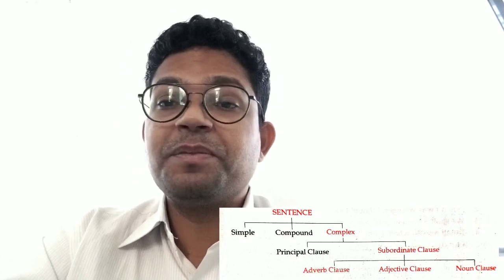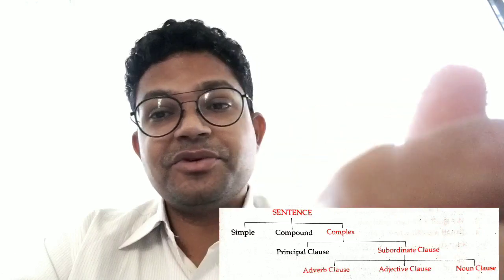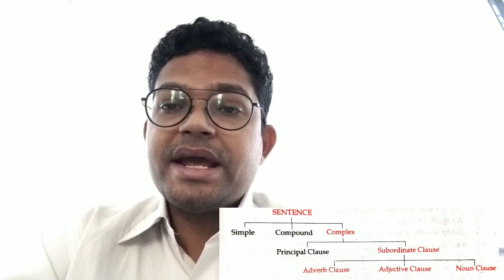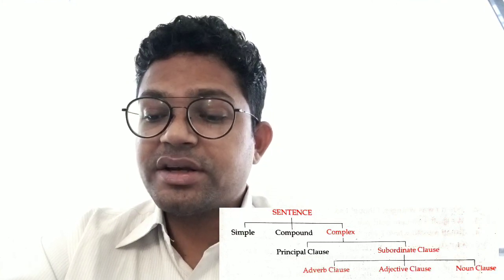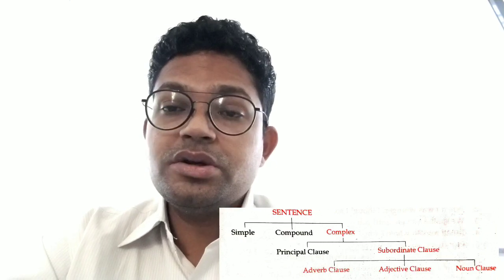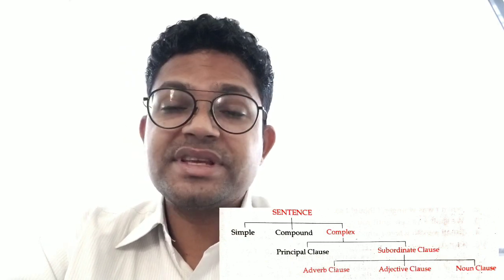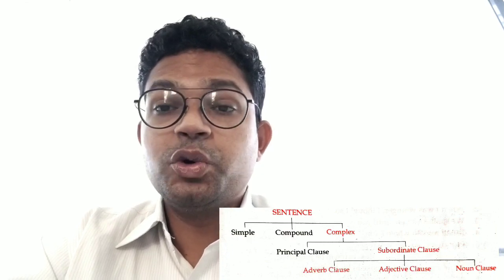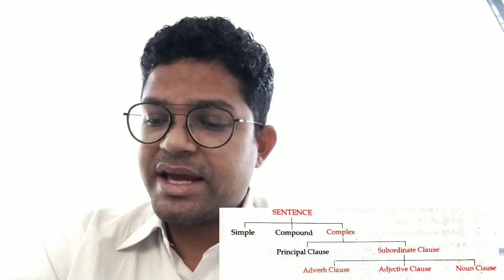And the third one is the complex sentence. Now this is the most important sentence that we are going to learn. The word itself says it is complex. A complex sentence has one main clause and one or more subordinate clauses. You can see it in the chart. It has one main clause, which is also called the principal clause, and one or more subordinate clauses. Under this subordinate clause we have adverb clause, adjective clause and noun clause. So remember, the main clause doesn't have any type, only the subordinate clause has types. And the types are adverb clause, adjective clause and noun clause.